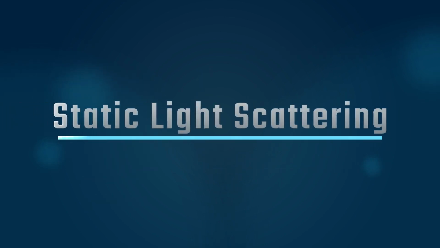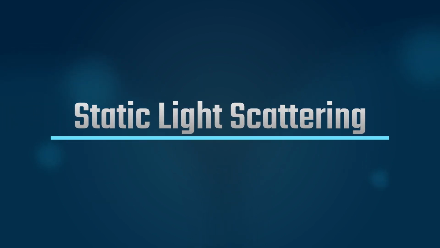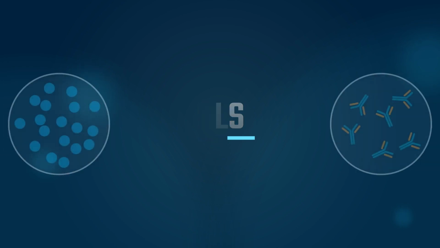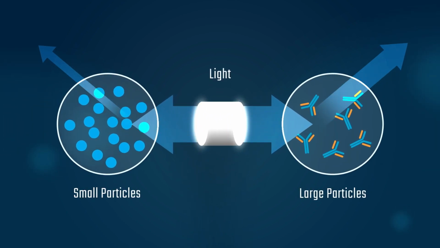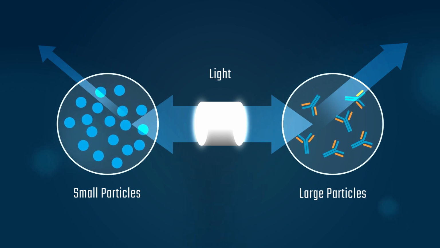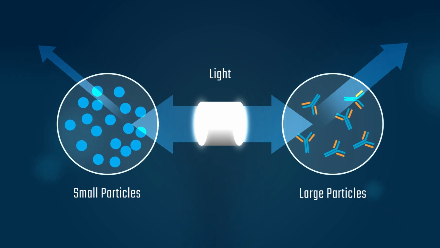Static light scattering tells you about molecular weight, complex formation, and self-interaction, which are important considerations when it comes time to scale up your biologic. Particles deflect light with some intensity. The intensity is dependent on particle size. Larger particles scatter more light.